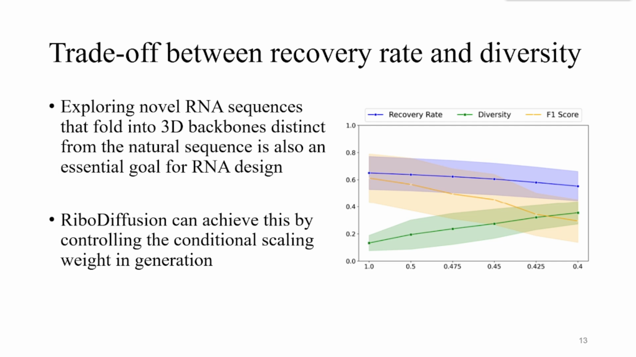If the conditional scaling weight is set to 1, the model only considers the distribution given the structure constraints. As we continue to lower the weight, we start to sample sequences from a mixture distribution of conditional and unconditional distribution, which can weaken the impact of structure constraints and improve the generation diversity.